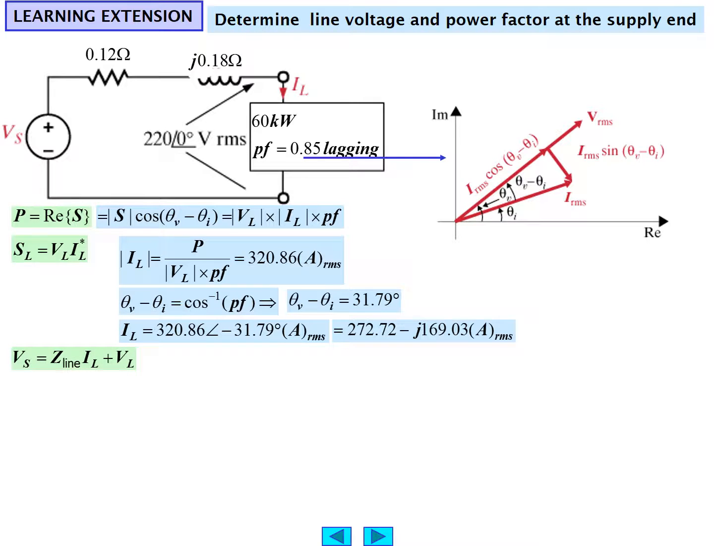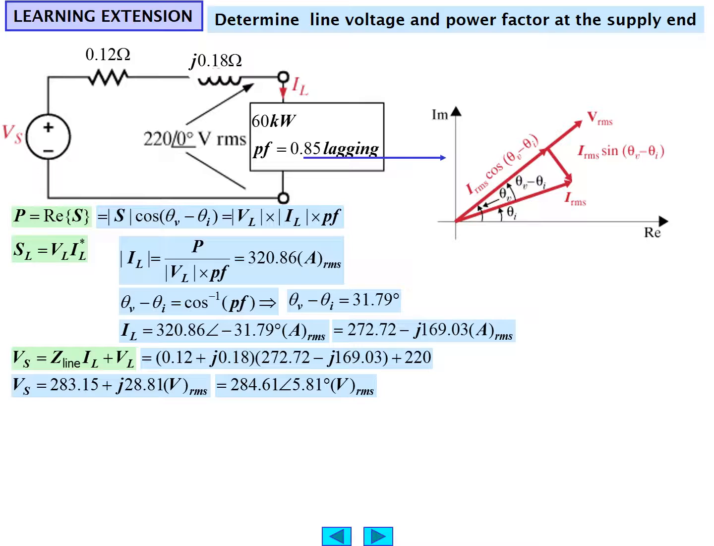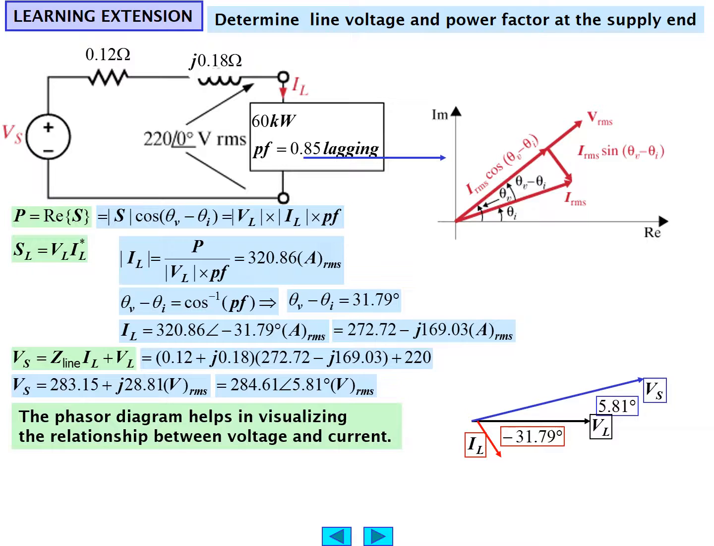V sub S then is Z line times I sub L plus V sub L. That's Kirchhoff's voltage law for that particular loop. We could substitute in what we know for Z line, I sub L and V sub L. Conveniently, V sub L is just wholly real. And therefore, V sub S is 284.61 at an angle of 5.81 degrees, volts RMS.